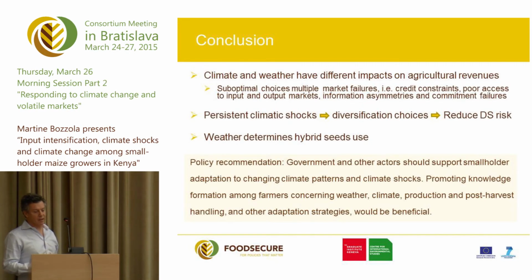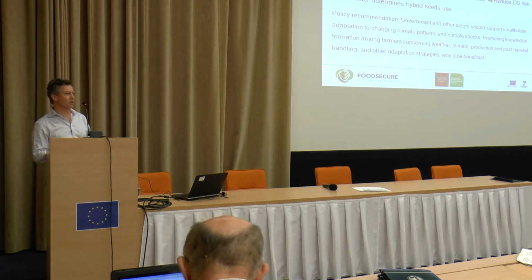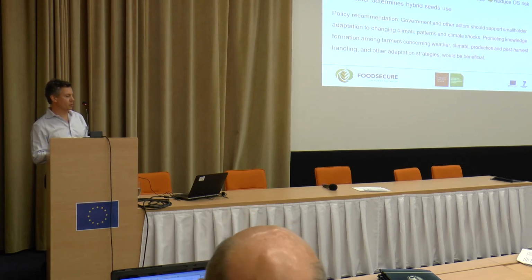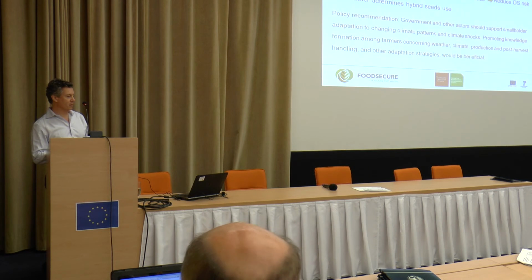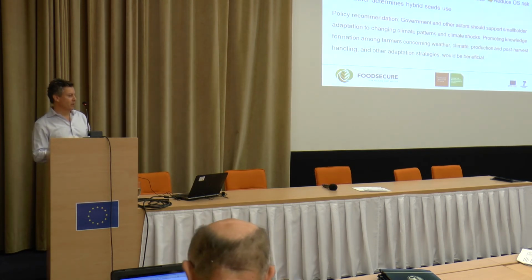And so that highlights how climate and weather are having different impacts on agricultural revenues, which we hear a lot of, but the systematic evidence is really only starting to emerge, and this is one example. So persistent climate shocks are leading to diversification choices to reduce downside risk, but more shorter-term weather patterns seem to be affecting the decision to intensify or use hybrid seeds more.